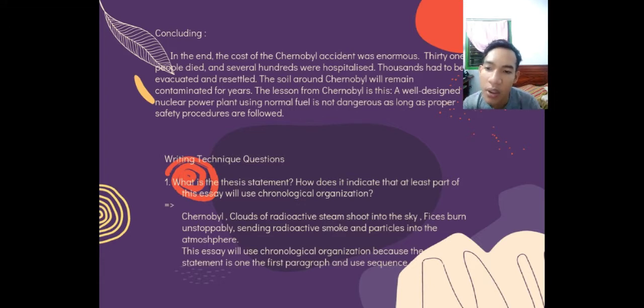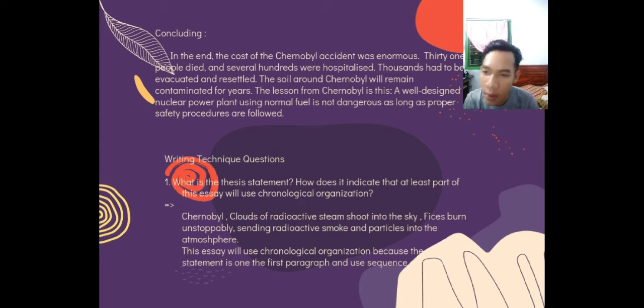In the end, the effect of the Chernobyl accident was enormous. 31 people died, and several hundred were hospitalized. Thousands had to be evacuated and resettled. The soil around Chernobyl will remain contaminated for years. The lesson from Chernobyl is this: a well-designed nuclear power plant using normal fuel is not dangerous as long as proper safety procedures are followed.